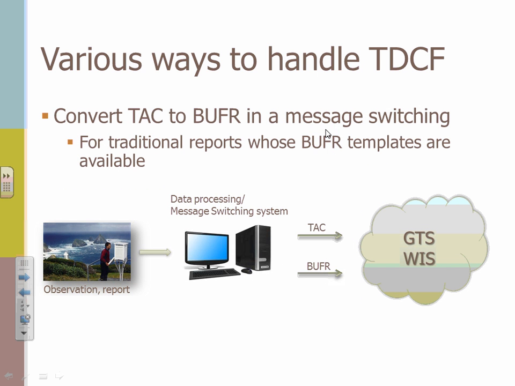And I also talked about conversion of TAC to buffer. In many centers, especially small centers, they have TAC to buffer conversion software in the message switching system. So observation reports are sent to the message switching system, somehow, and then the message switching system creates both TAC and buffer and sends both to GTS or WIS. This also happens all the time.